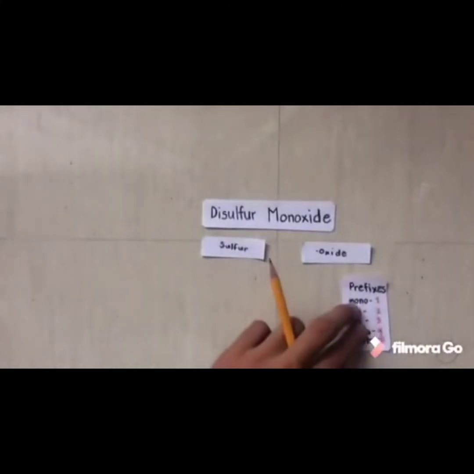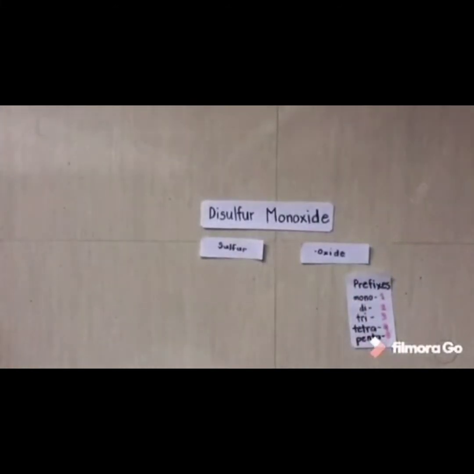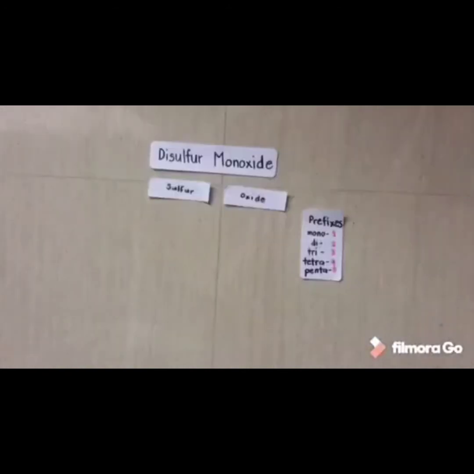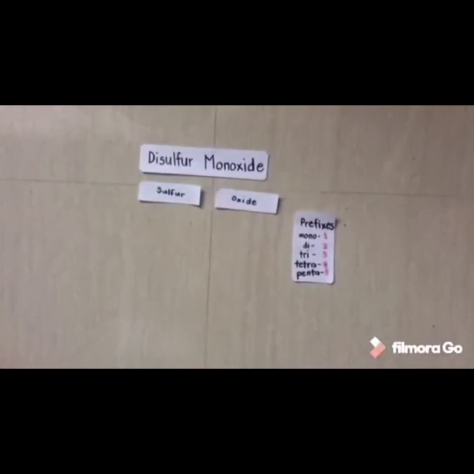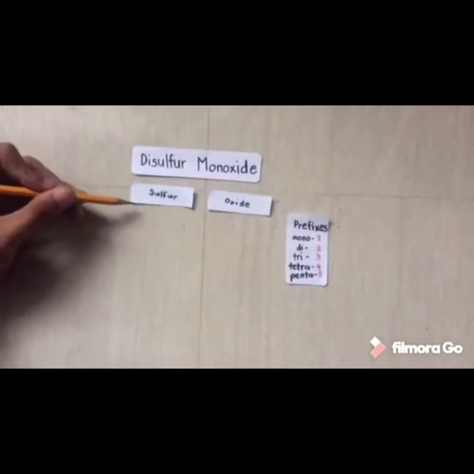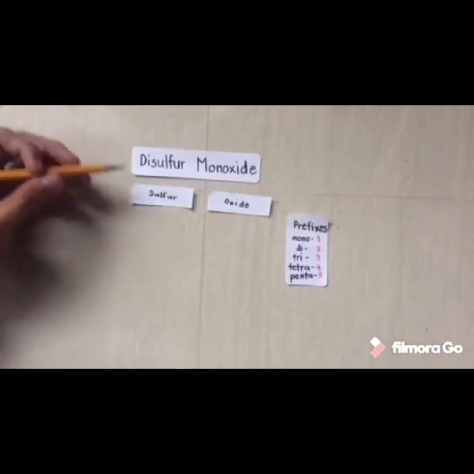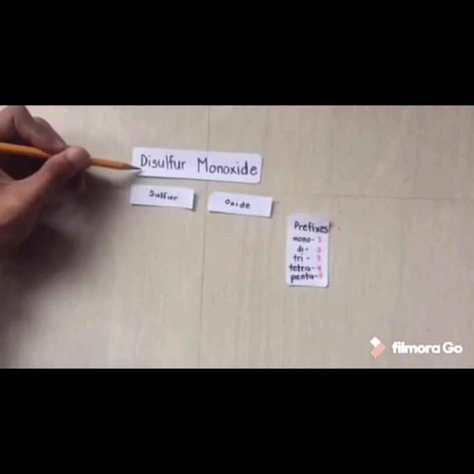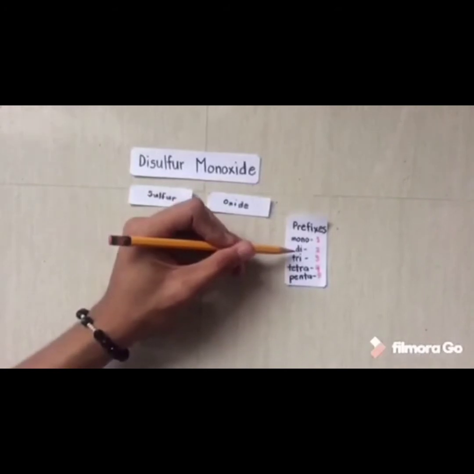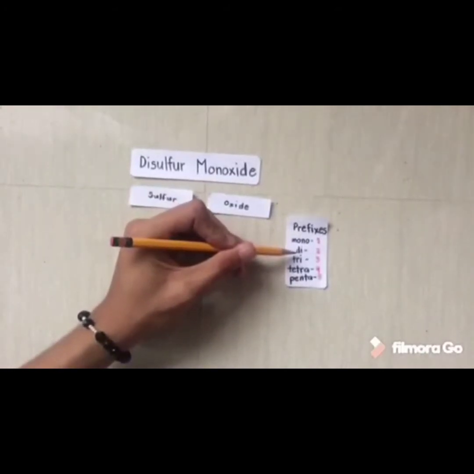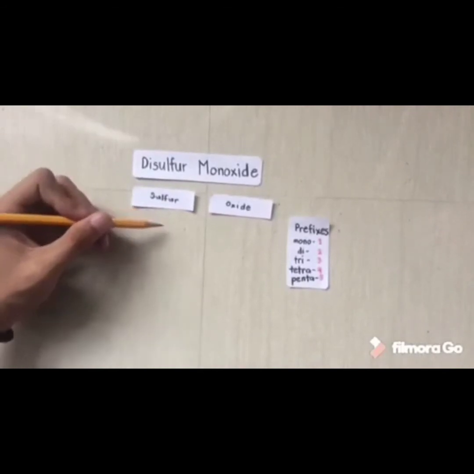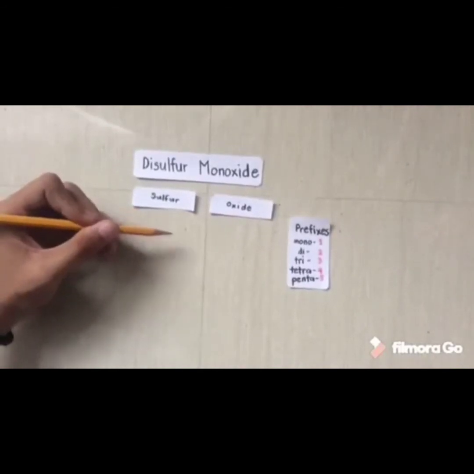Next, here is a prefixes table. We will use that later. Take the element symbol of each element. Sulfur is S, and it has di prefix attached on it. Here, in the prefix table, di is equivalent to 2. So, we will write that as S2.